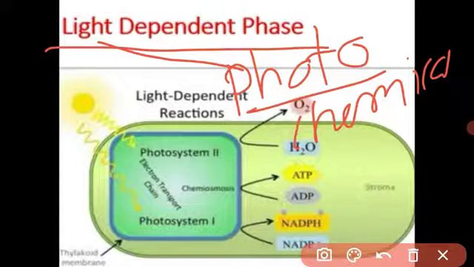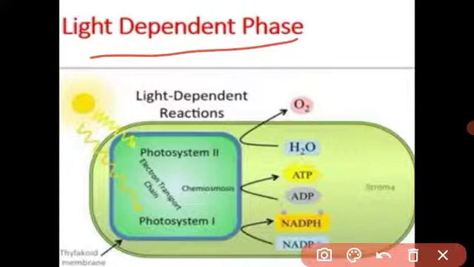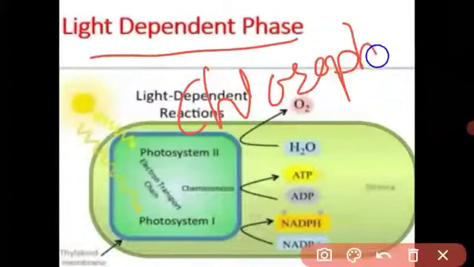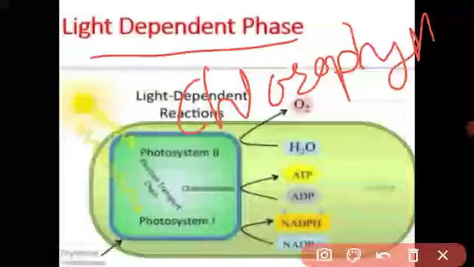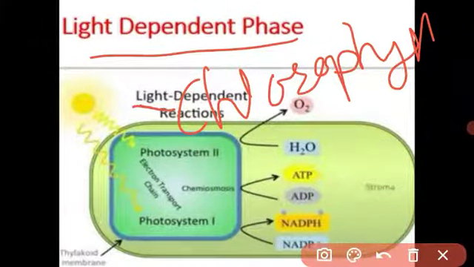And see, student, this phase takes place in the thylakoids. Thylakoids are part of the granum. In the previous classes I already explained what is meant by granum: a bunch of thylakoids. In the wall of the thylakoid the chlorophyll pigment is present. What happens, student? These reactions occur in the presence of light.